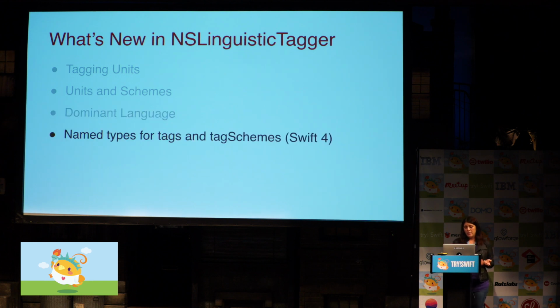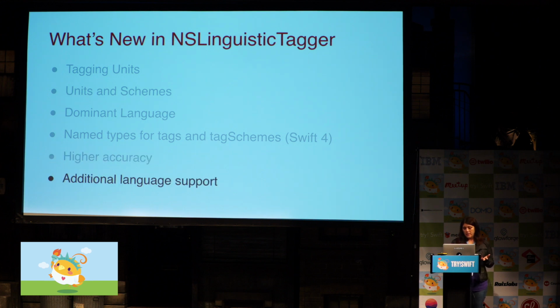There are also now named types for tags and tag schemes as of Swift 4. They used to be strings, and they were a little bit clunky to work with, so they've gone ahead and made them a little bit more Swifty. But I would say the most impressive thing is how much work Apple has put into refining the tagger class and making it more accurate than ever. And they've provided additional language support.